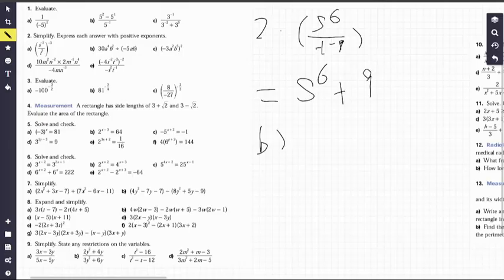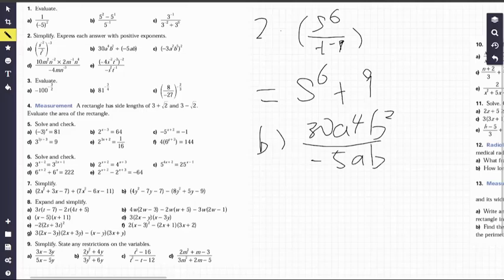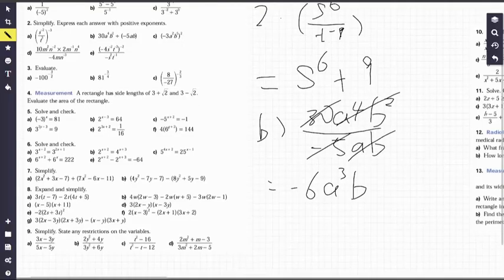For B, we have 30 A4 B2 divided by negative 5 AB. So let's cross them out directly. So 30 divided by negative 5, that's going to give us negative 6. A4 divided by A, it's going to give us A cubed. B squared divided by B, that's going to give us B. This is our answer.